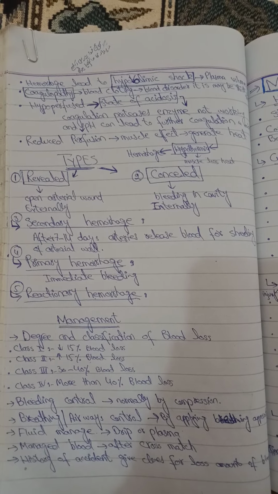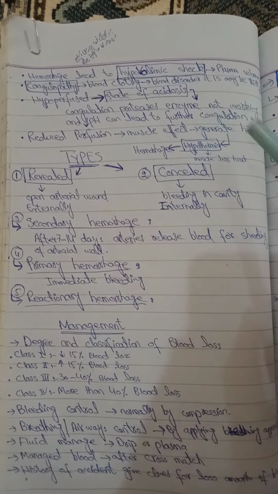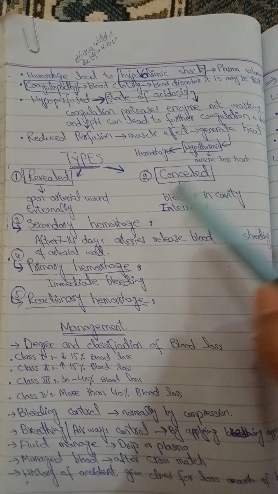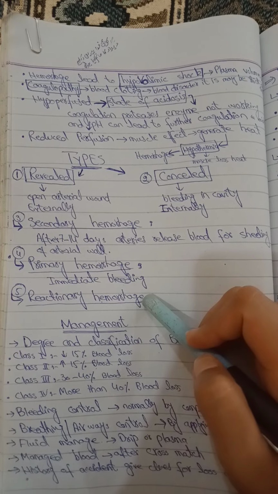Today we will discuss types of hemorrhage. There are 5 types of hemorrhage. Number 1, revealed hemorrhage. Number 2, concealed hemorrhage. Number 3, secondary hemorrhage. Number 4, primary hemorrhage. And number 5, reactionary hemorrhage.